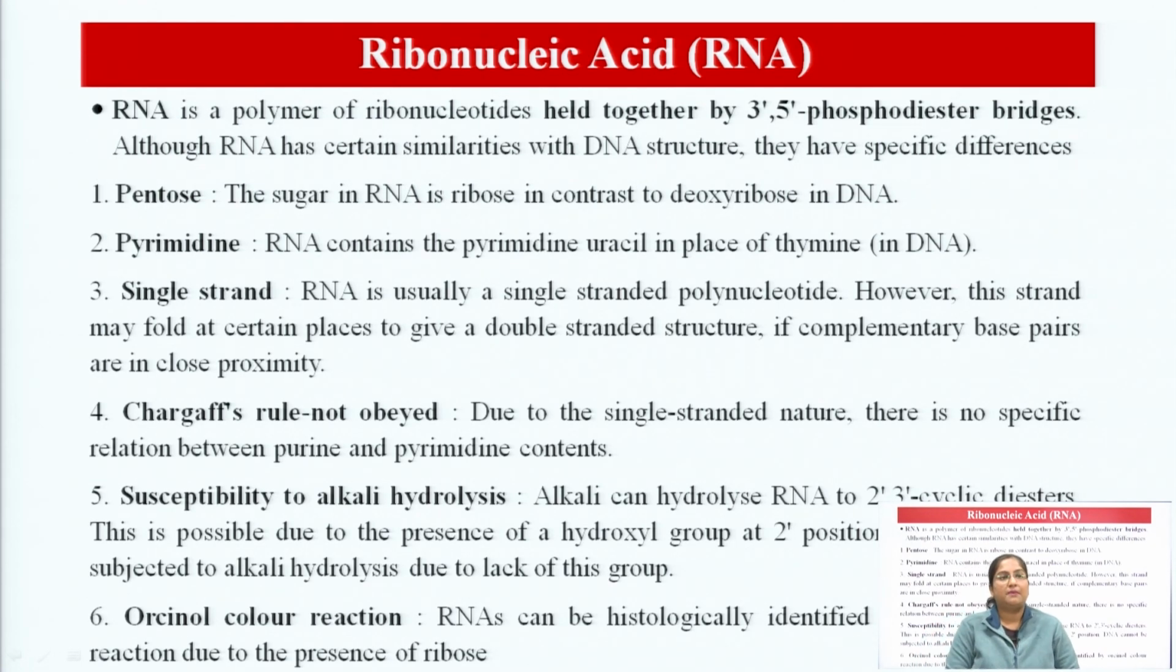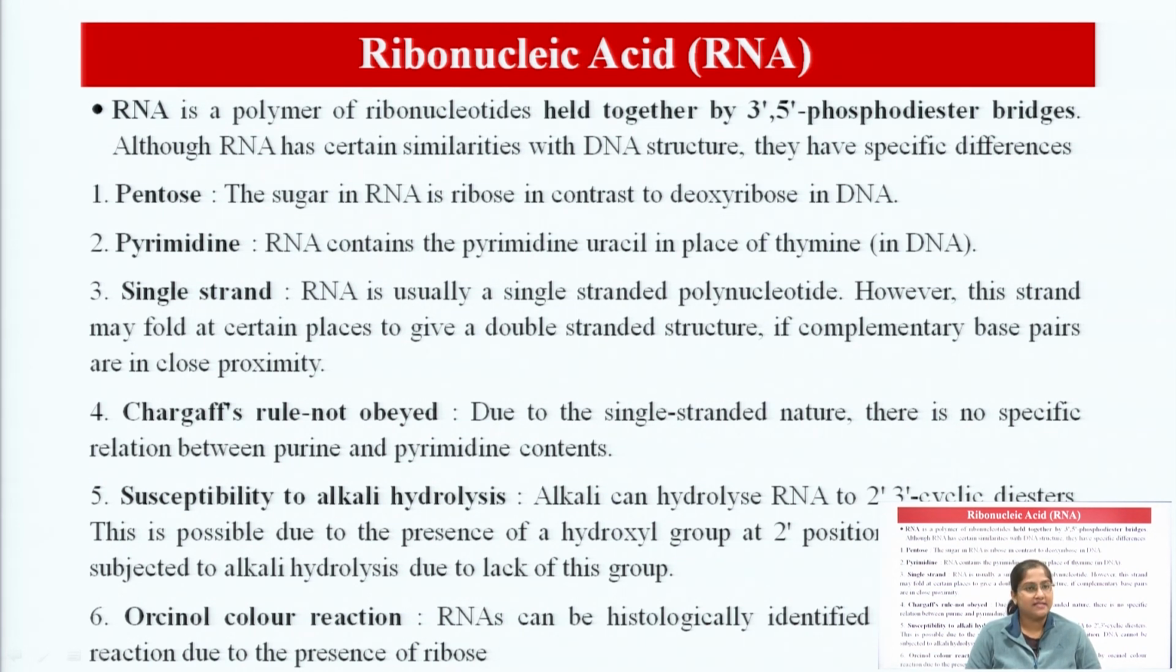Now, let us come to ribonucleic acid. I have already told you that it is a single stranded structure. DNA is double helical, RNA is single stranded. It will have all three things in it, that means it has a phosphate group, a nitrogenous base and a sugar moiety. Chargaff's rule will not be followed by RNA.